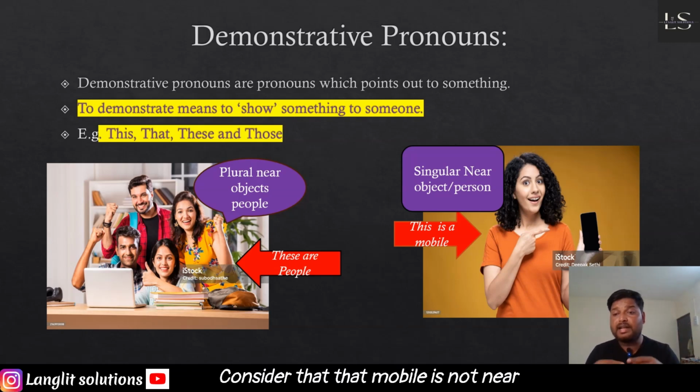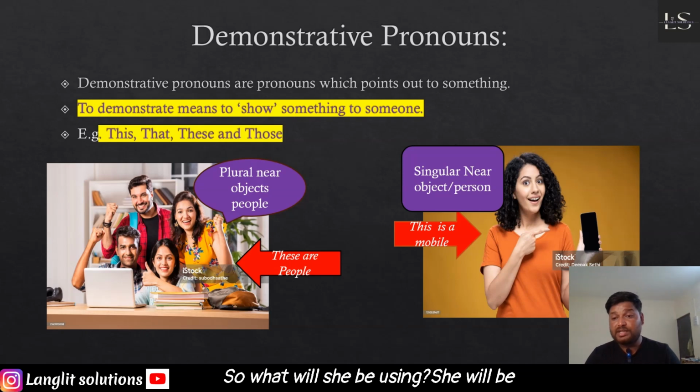Consider that the mobile is not near to her, and that mobile is a little away from her, and it is singular in nature. What will she be using? She will be using that mobile. If somebody who is pretty far away from her is asking, what is that? Then she will say that is a mobile. Same goes for the people also.